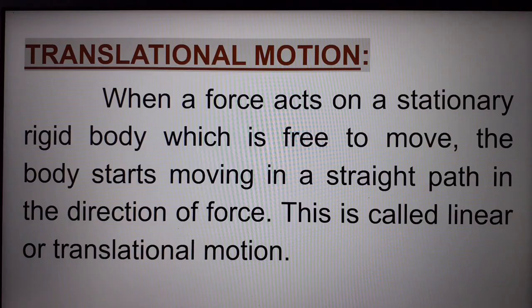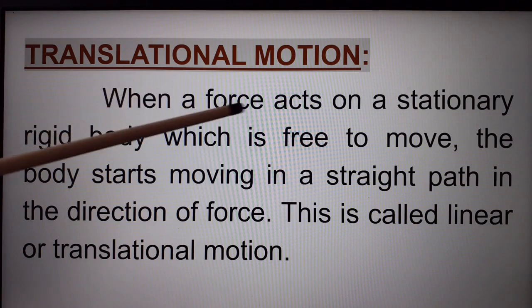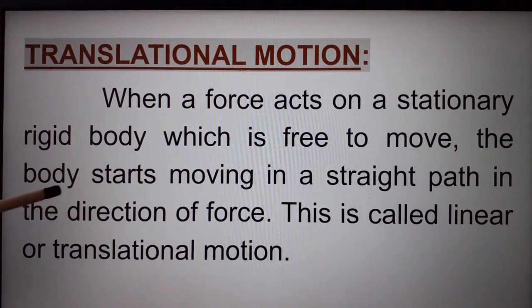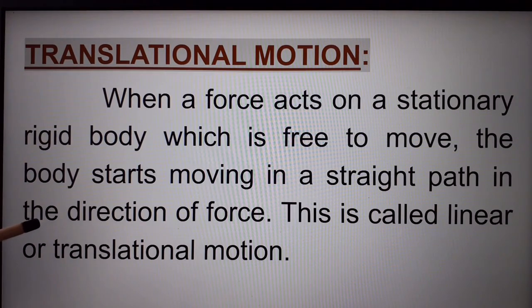So from the examples, what we have observed is, when a force acts on a stationary rigid body which is free to move, the body starts moving in a straight path in the direction of force. This is called linear or translational motion.